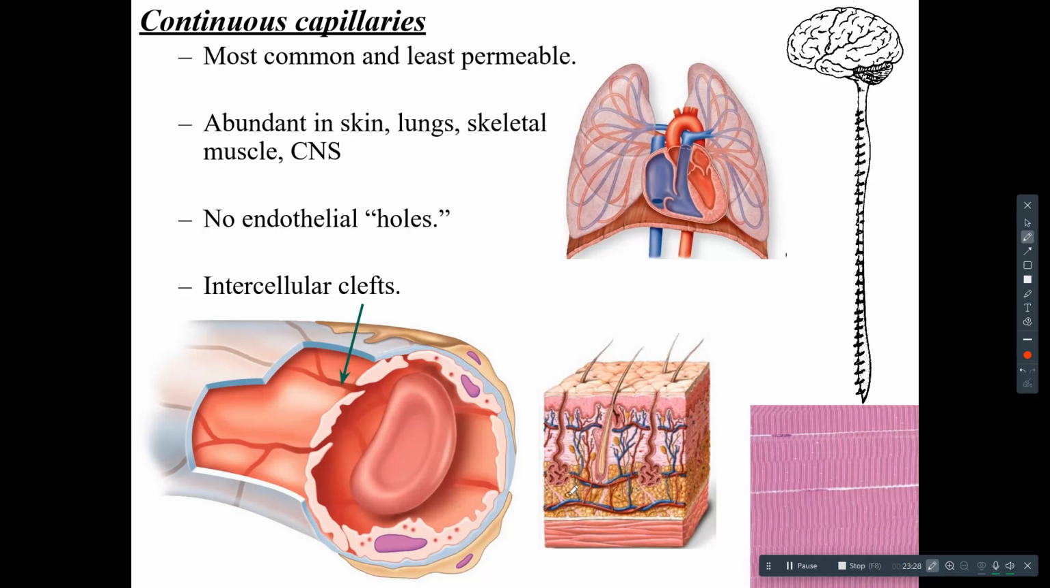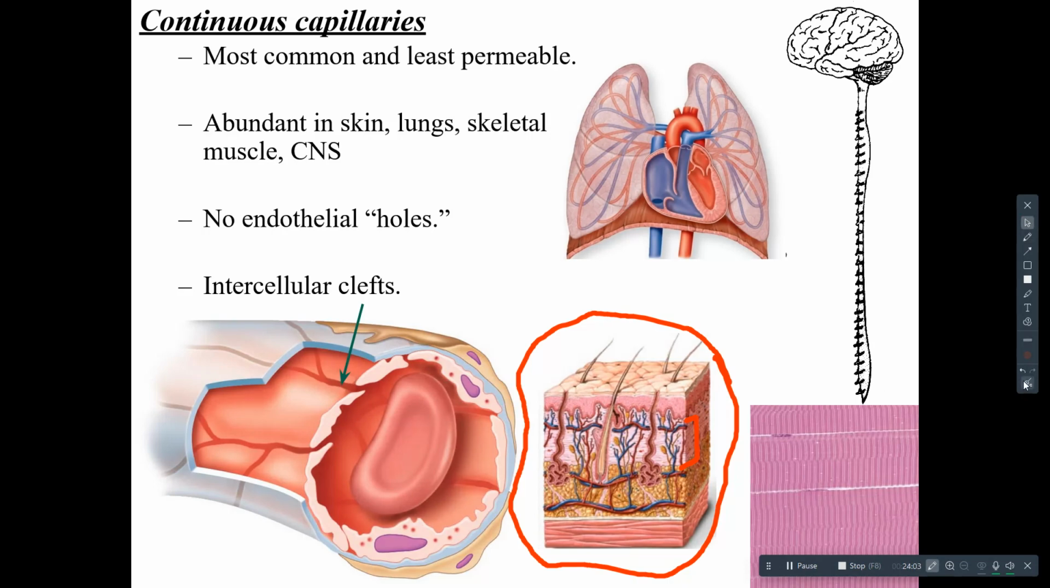Now, these capillaries are super abundant in my skin, the dermis of my skin, where I'm doing a lot of heat radiation from my body to maintain my body temperature. I've got these guys abundant in my muscles. My muscles need a lot of exchange. My lungs for gas exchange. My central nervous system, my brain, and my spinal cord, because they are such hungry tissues. So those are my continuous capillaries.